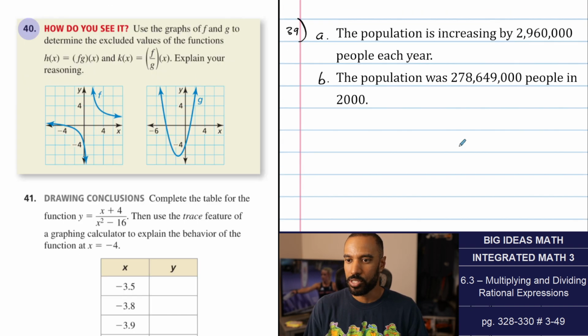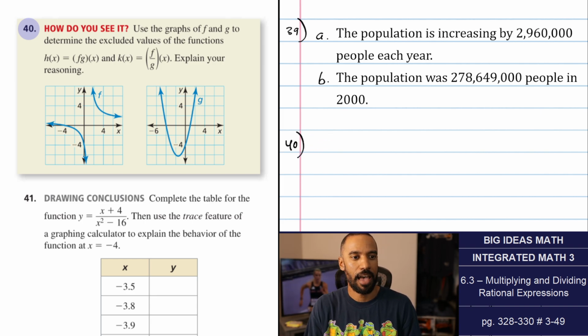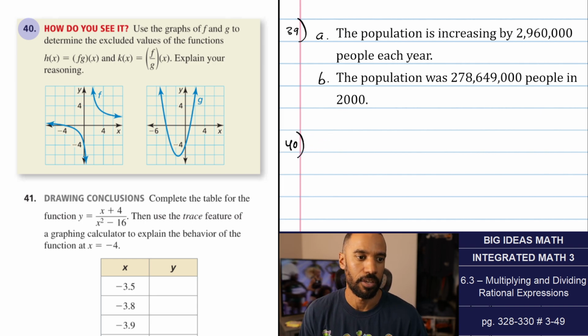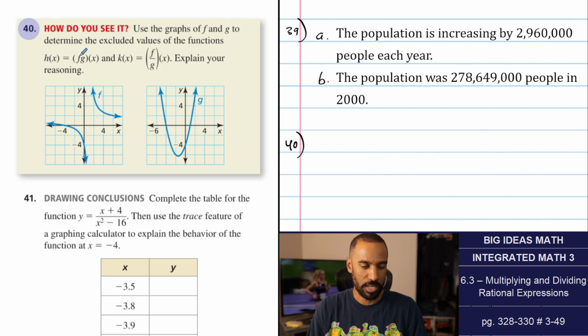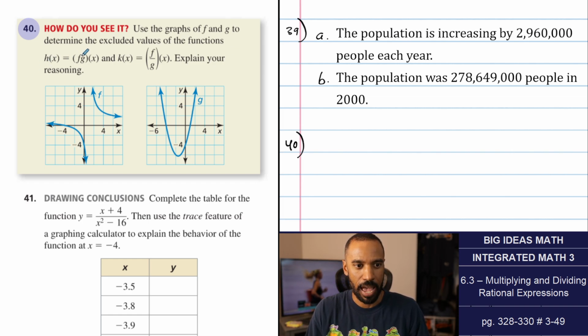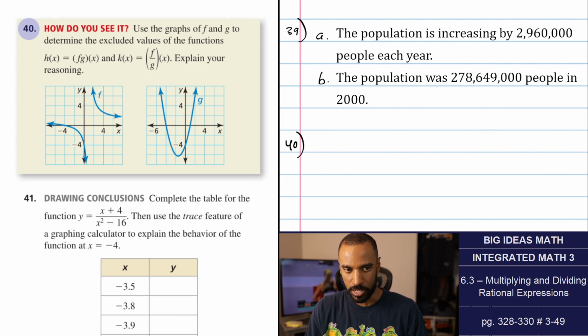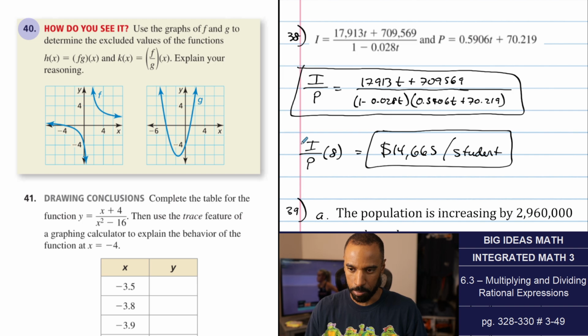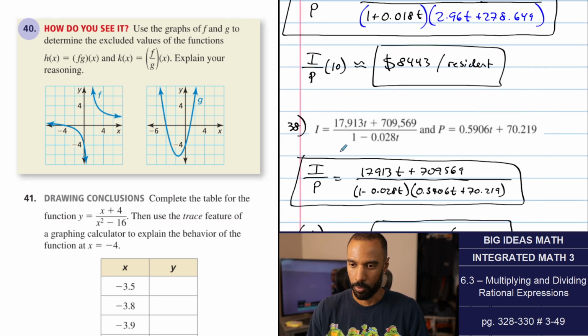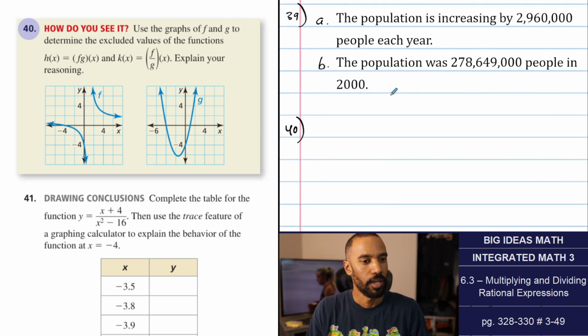Number 40, how do you see it? Ooh, graphs. Use the values of f and g to determine the excluded values of the functions h of x equals f times g of x and k of x equals f over g times x. Oh, that reminds me. I probably should have used parentheses here and here for those ones. Explain your reasoning.